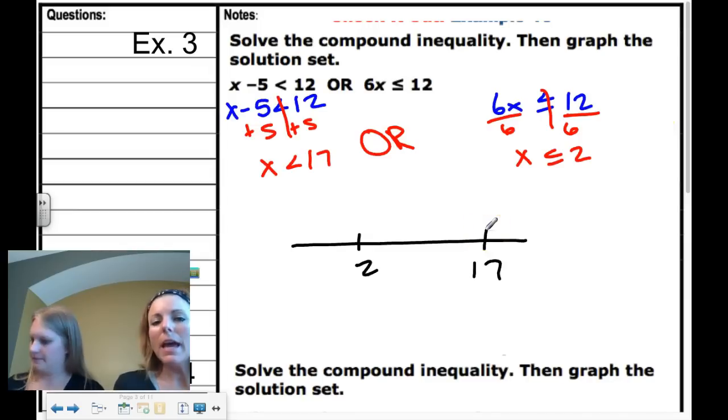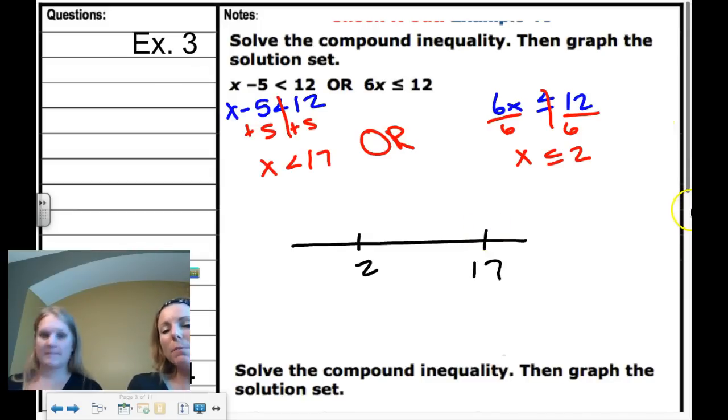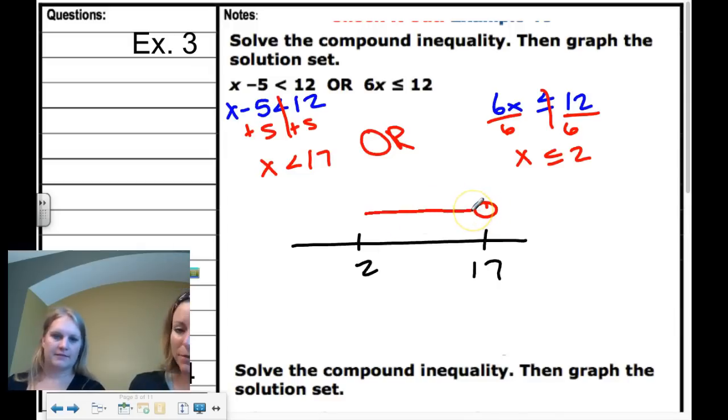And now be very careful, because some of you may draw your arrow the wrong way. So be careful you're looking at the right one. So let's look at the x less than 17. So go to the 17 and you're going to the left, because it's less than. And on the 2, it's a closed circle. And again, you're going to the left.